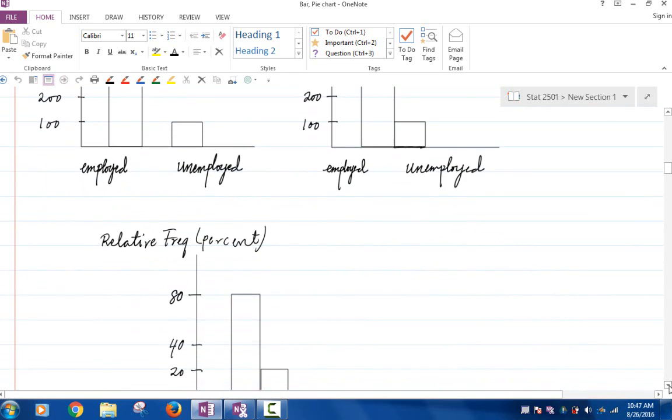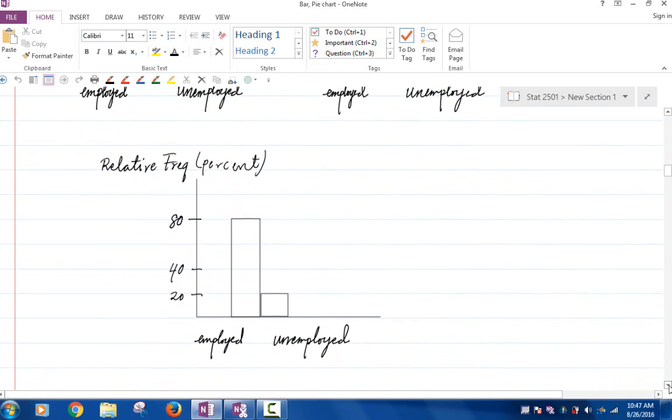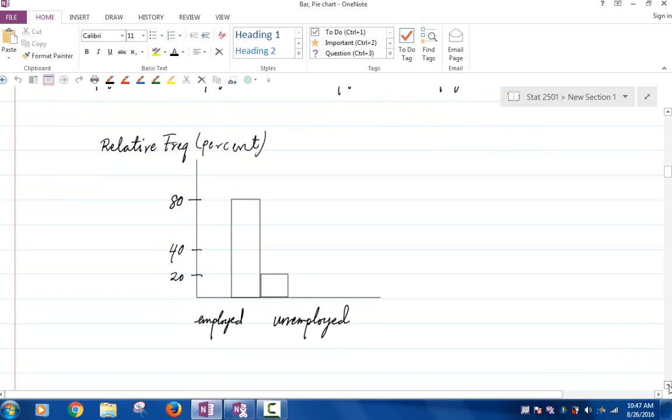And you can also use relative frequency instead of just the count or frequency. So in this case, remember 80%. So 80 means 80% here. 80% employed and 20% unemployed, right? So you can also use relative frequencies.